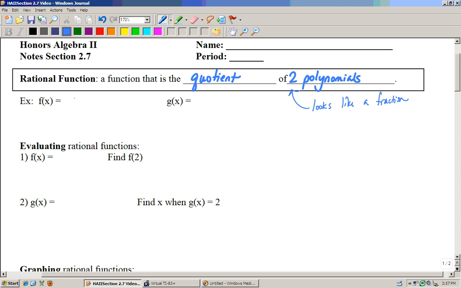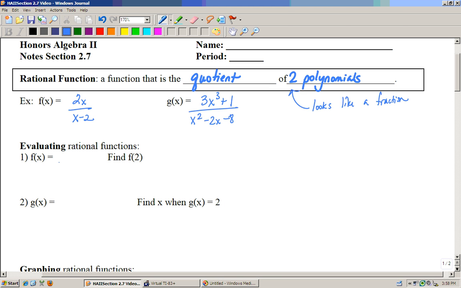So, for example, here's a rational function that has a polynomial of 2x in the numerator and x minus 2 in the denominator. Here's another one that has 3x cubed in the numerator and x squared minus 2x minus 8 in the denominator. It can have just one term, 3 terms, 2 terms, doesn't matter as long as there's a polynomial on the top and the bottom. It could even just have a number in the numerator or denominator. Still makes it a fraction.